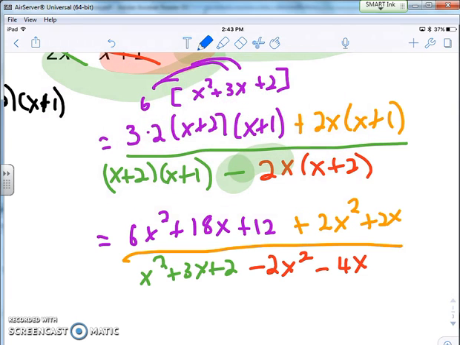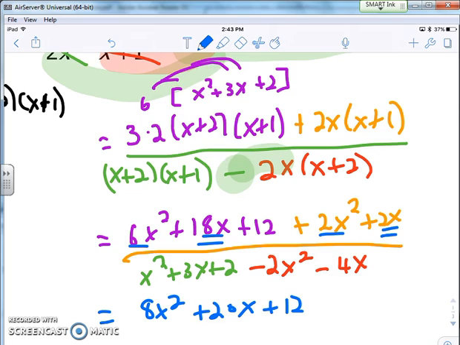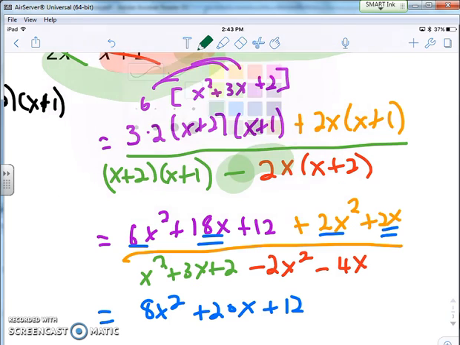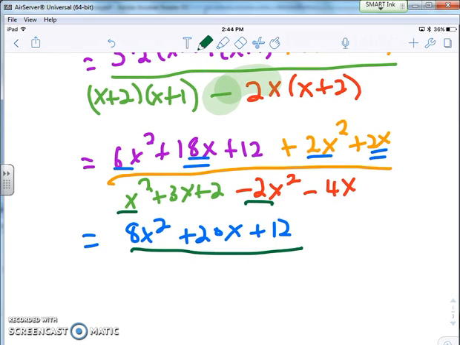So 6x squared and 2x give me 8x squared. 18x and 2x give me 20x. 12 doesn't combine. Let's use, how about dark green? So x squared minus 2x squared, that's going to be negative x squared. 3x minus 4x is minus x plus 2.